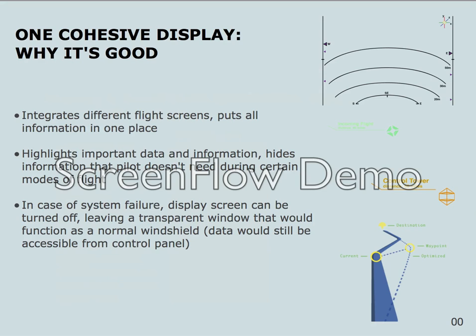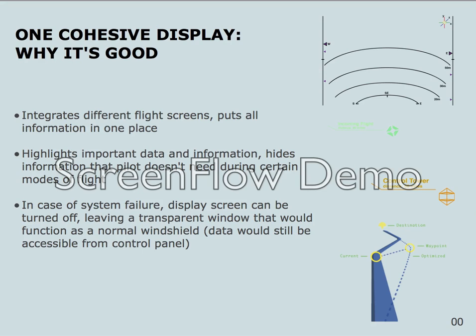This is good because it integrates the different flight screens into one single unit, one single screen where everything is available. It allows the pilots to look at the certain data that's important, and it highlights that data and hides the information that's extraneous during certain times of the flight. Information that you don't need in flight, but you may need during liftoff, such as information about landing gear, can be displayed at certain times and removed at other times to avoid visual clutter.